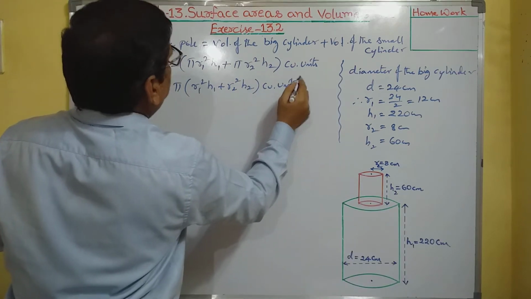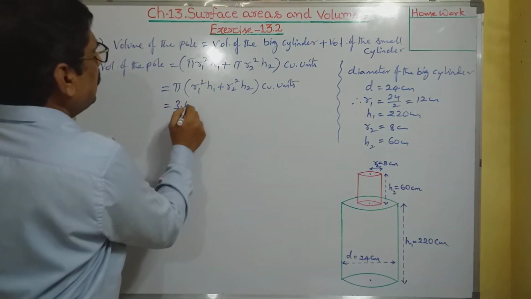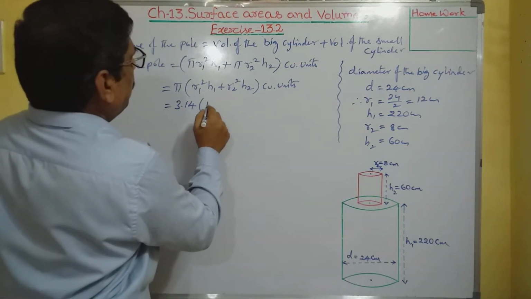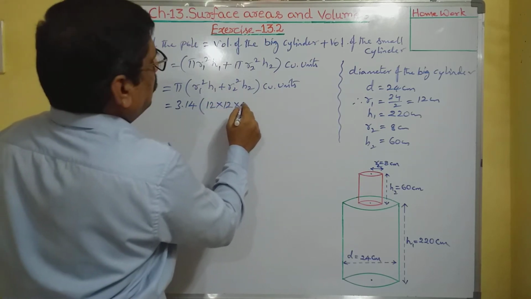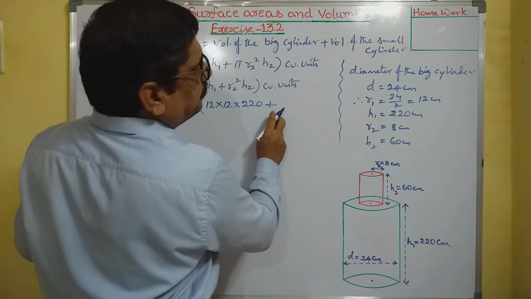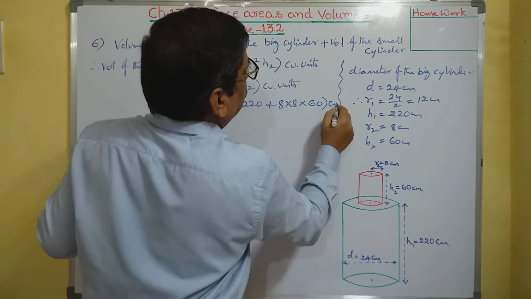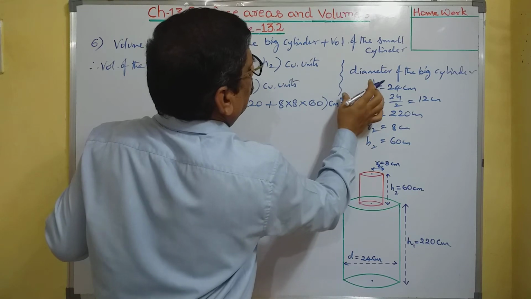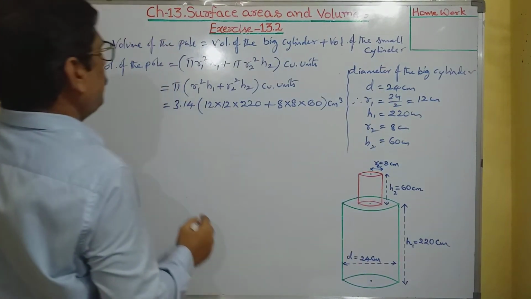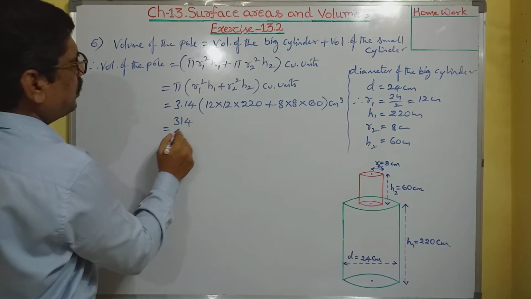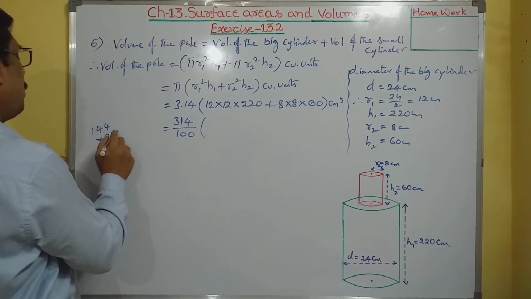Now, what is the pi value? It is given in the brackets at the end of the problem, that is 3.14. R1 is 12, so 12 square means 12 into 12 into H1, which is 220, plus R2 square, R2 is 8, so 8 into 8 into H2, 60 centimeter cube. Now we can simplify this. 3.14 means 314 by 100. 12 12 is 144, 144 into 220.